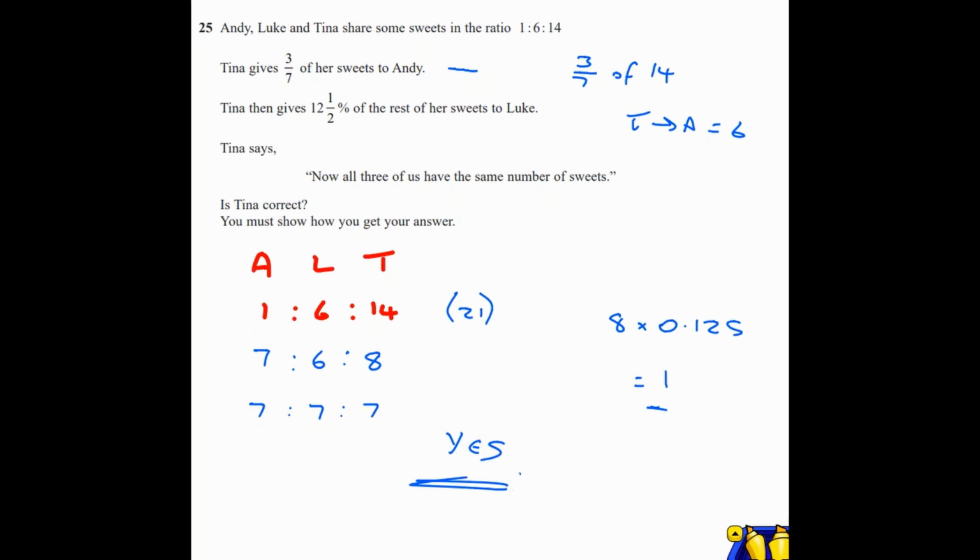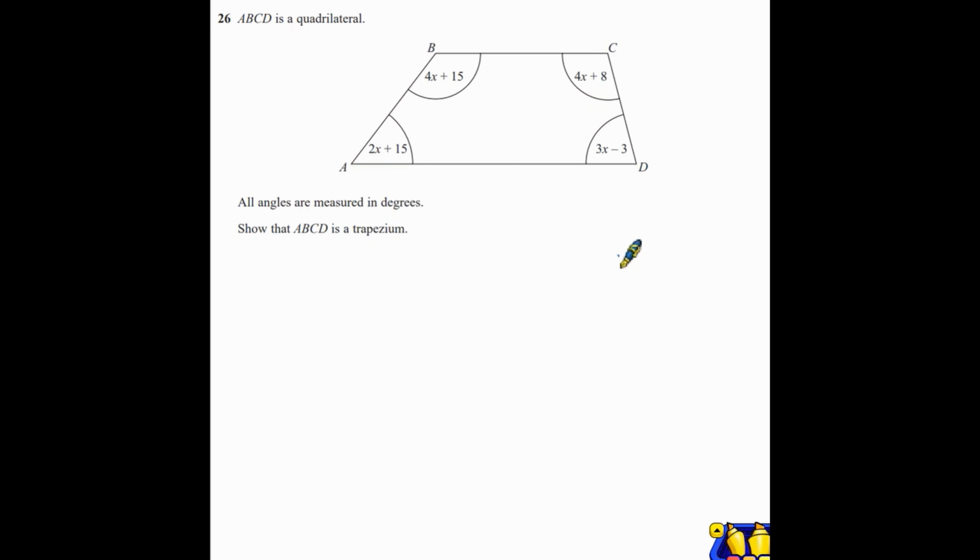Yes, she is. Question 26 is telling us that the shape here, ABCD, is a quadrilateral. It says all angles are measured in degrees, and we're to show that it's a trapezium. So what do we know about the qualities or the properties of a trapezium that makes it a trapezium? Well, we need to show that this and this, the two sides, top and bottom, are parallel. A trapezium has one set of parallel lines.